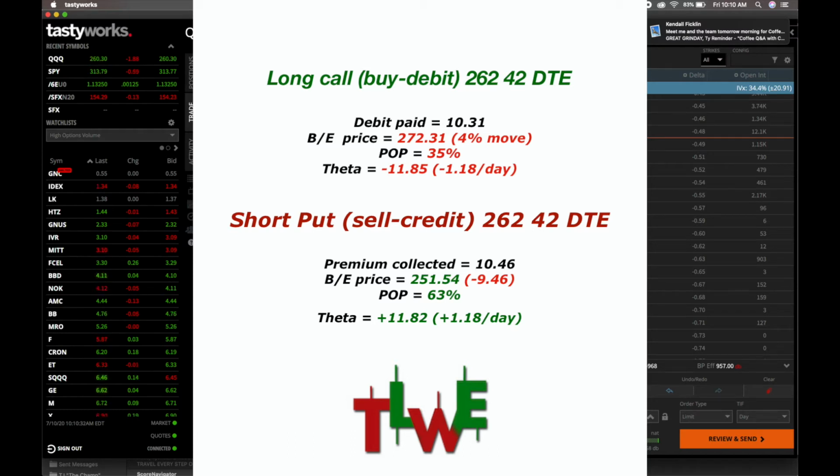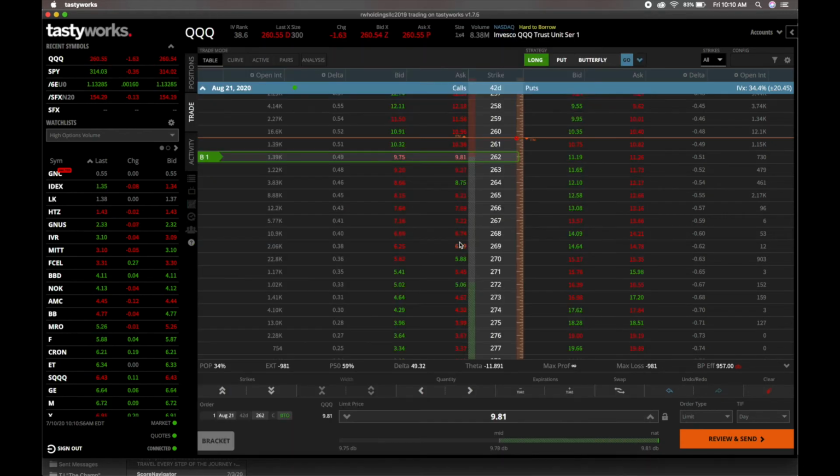Okay, so in this case, the 262, which is the example that I used, right? $10.31 premium. Our break even price is $272.31. That's a 4% move that needs to happen just for us to get our debit back. So anytime we're entering a position, we're long, we're buying an option, we need the stock price to move. Obviously, we're bullish, so we want the stock price to move.